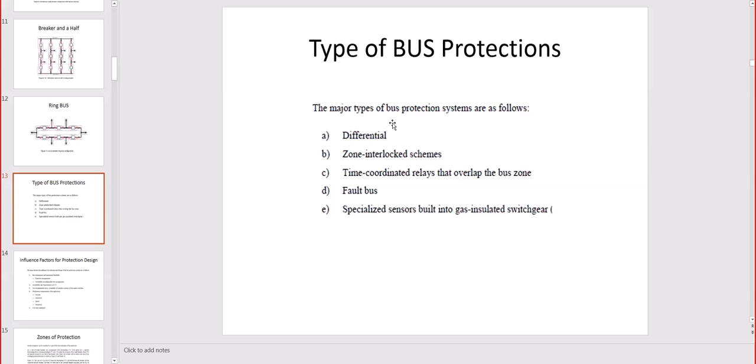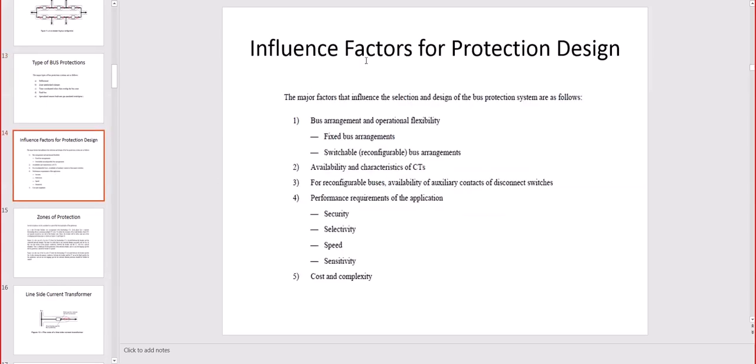Types of bus protections. Up to now we went quickly over the bus configurations, and now we will see what the protections are for these buses. So we will have differential, zone interlocking schemes, time coordinated relays overlapping the bus zones, fault bus, and specialized sensors like in the gas insulated switchgear, SF6. Influence factors for the protection design: the bus arrangement, definitely. If there is flexibility and you have different configurations, you need to consider all the configurations when you select your protections. You need to analyze all the situations.